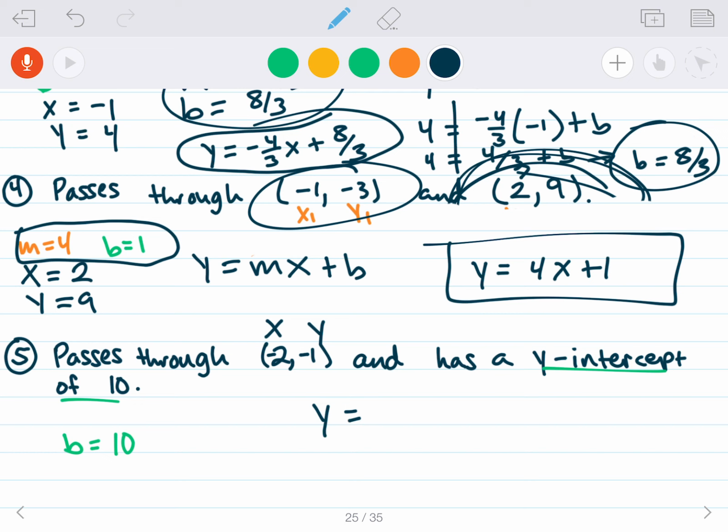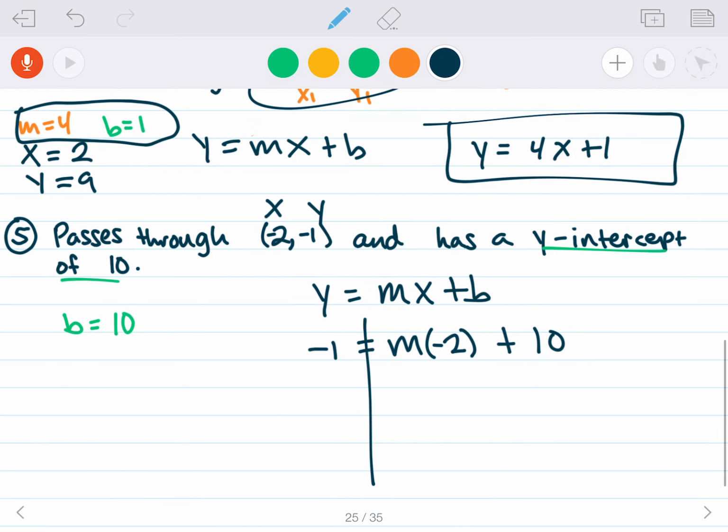So again, we have our formula, and we can't do y2 minus y1 over x2 minus x1 unless you want to write the y-intercept as an ordered pair. You can definitely do that, but anyway, we have y equals mx plus b, and if negative 1 is y, b is 10, and x is negative 2, we have negative 1 equals m, which we don't know, times negative 2 plus 10.